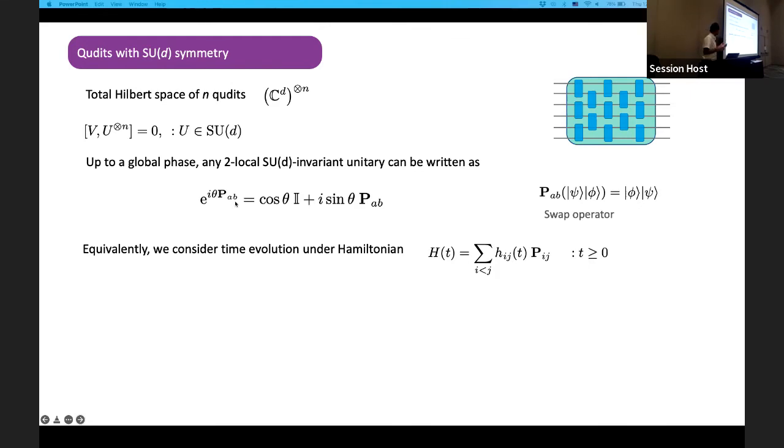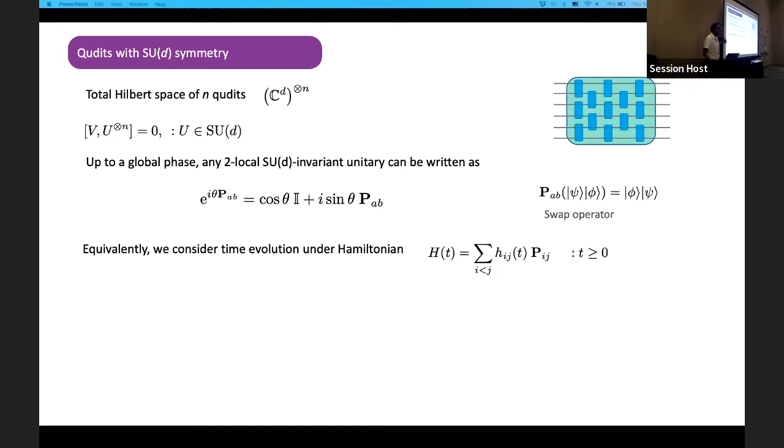Okay? And so basically here we are studying the family of circuits that are formed from just e to the i theta swap for different values of theta and for different pairs of qudits. Equivalently, I can define this problem as studying time evolution under a Hamiltonian that can be written as a linear combination of swaps. Again, this is the same problem.